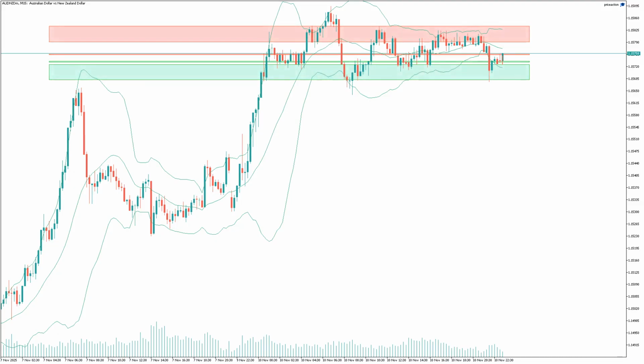Today, we're diving deep into the AUD/NZD pair, bringing you a quick but crucial analysis on both the 15-minute and 1-minute timeframes. Get ready for some actionable insights and potential trading opportunities.